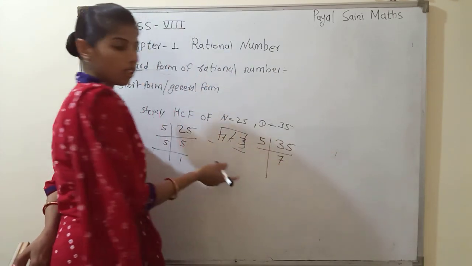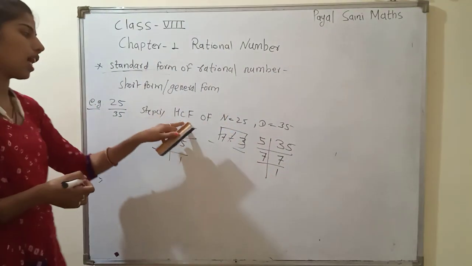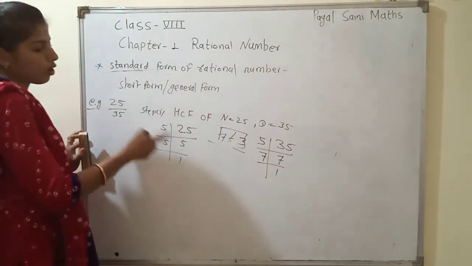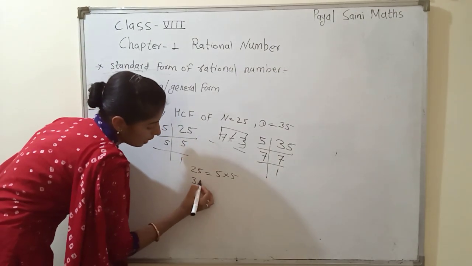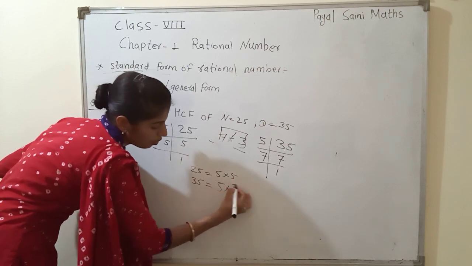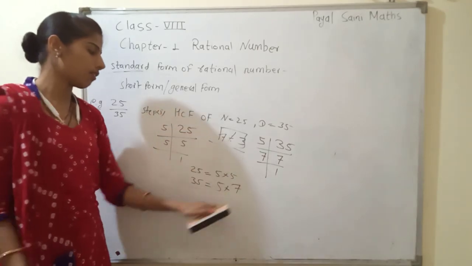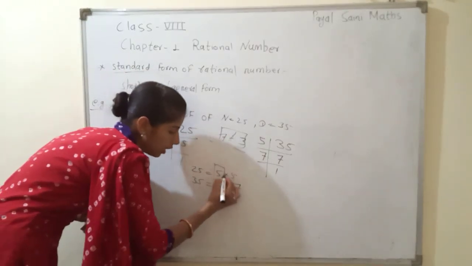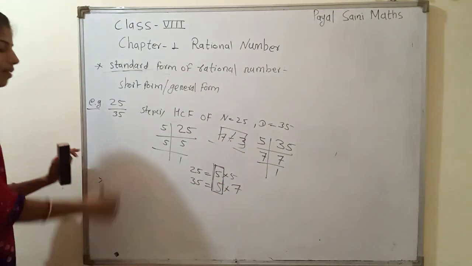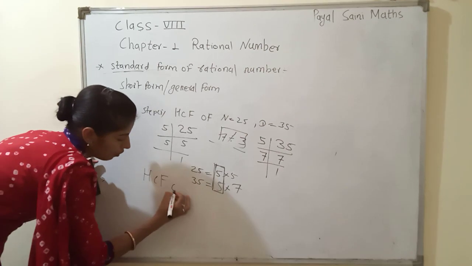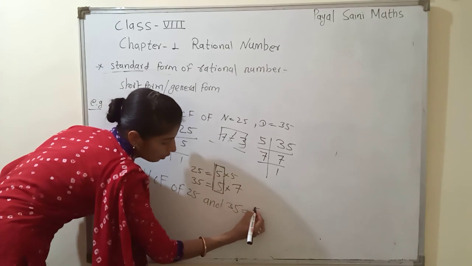Next, it is not divisible by any other number, only by 7 and 1. Now HCF means highest common factor. We know that 25 is 5 into 5 and 35 is 5 into 7. In the highest common factor, we take only what is common and also highest. The common factor here is 5. So we can say the HCF of 25 and 35 is equal to 5.